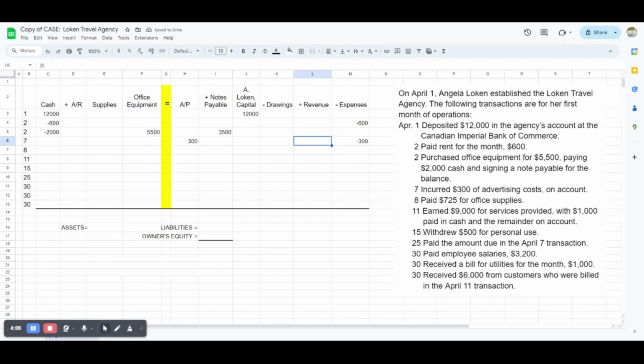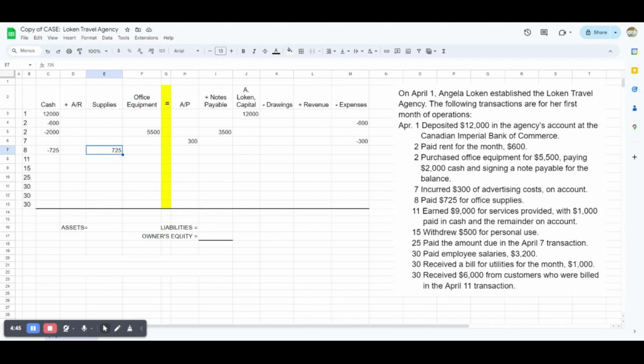On April 8th, paid $725 for office supplies. So here it says paying money, so cash is going to go down by $725, but you get office supplies. So office supplies is an asset, and this is something that is going up because you're getting office supplies, you're not removing office supplies. So you can put $725 of office supplies that you now have.